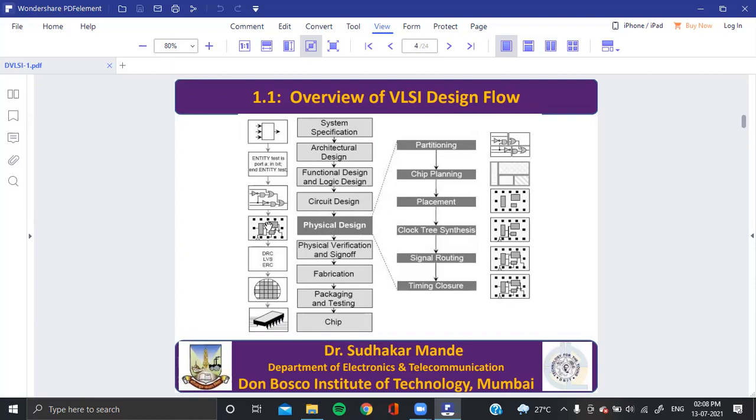Then comes the physical design. Once you do the physical design, you need to do various types of checks, whether the circuit is working properly or not. If it is working properly, then only you go for fabrication. Once it is fabricated, you need to test and pack, and finally you will get the chip. Means you started with just a concept, and after going through all the processes, finally you will get an integrated circuit. Some of these things you are going to learn in this particular course.